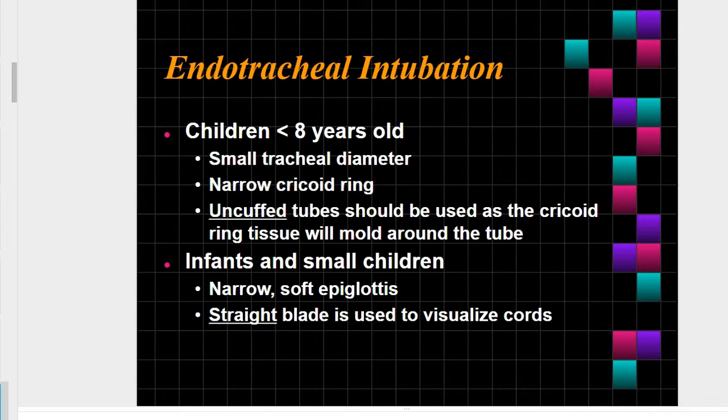If there is a lot of leakage going on around an uncuffed tube and you cannot get a good seal, then you can consider going to a larger size tube or just using a cuffed tube of the same size. Infants and small children have a very narrow, soft epiglottis that is very anterior in the airway or in the neck. So we usually, in infants and small children, find it easier to intubate by using a straight blade to visualize the vocal cords.